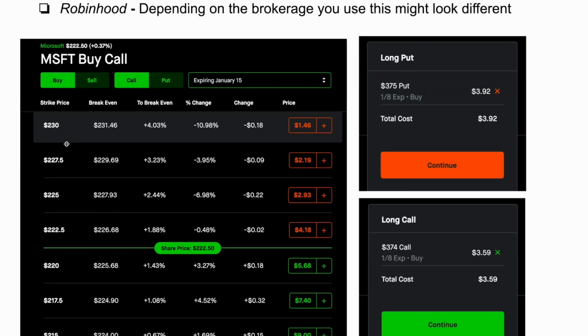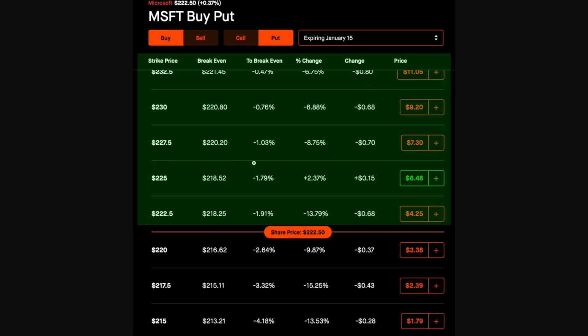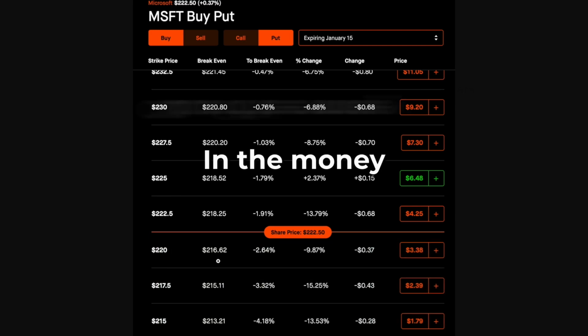So that's for buying calls, but what if we want to buy a put? Again, a put, you think the price is going to go down. So an in the money contract for a put is going to be on this side. It's gonna be anything above the 222.50. And then anything below the 222.50 is out of the money. So in the money, out of the money.